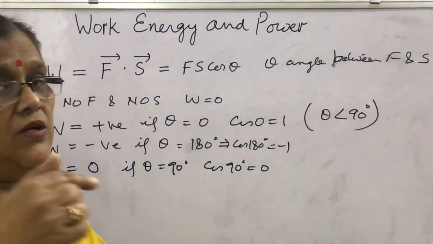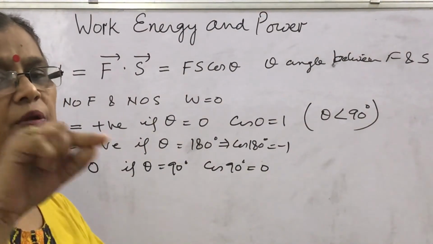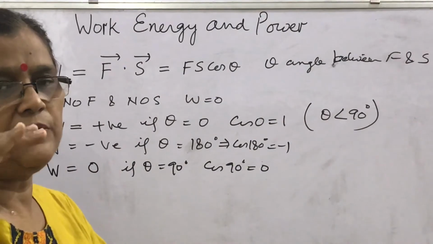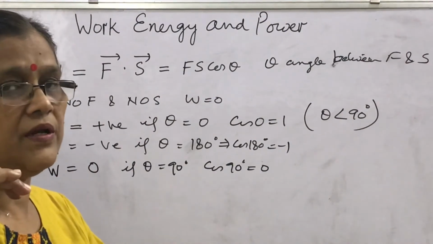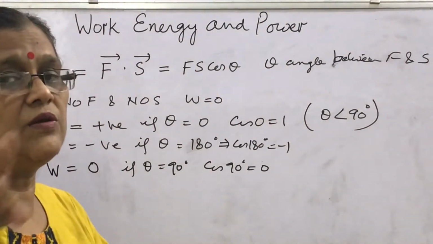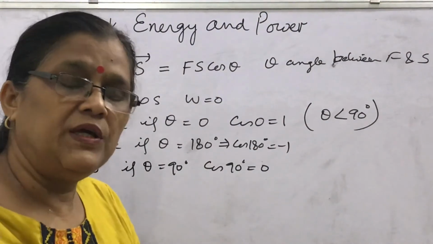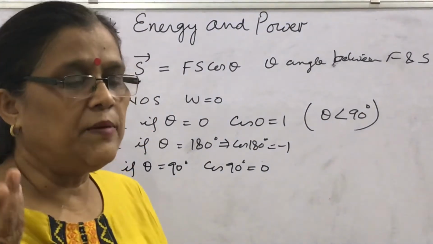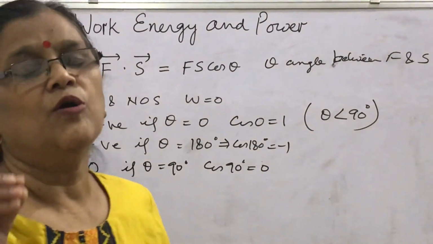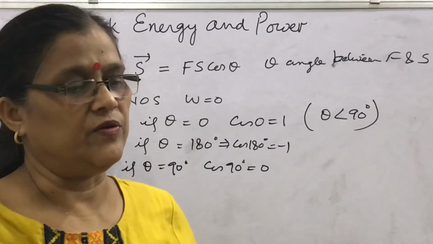Centripetal force and velocity always, at each and every point, remain perpendicular at 90 degrees. So what will be the work done in circular motion? 0. So in this way we can give examples of zero work done, positive work done and negative work done.